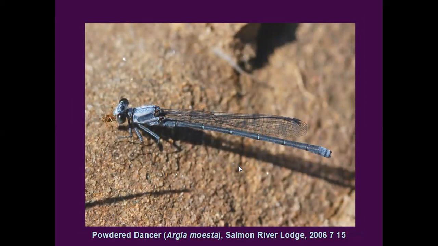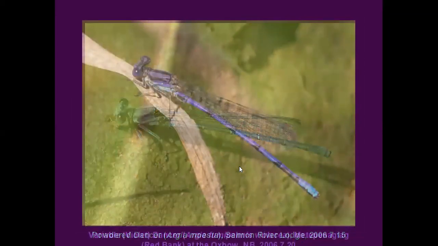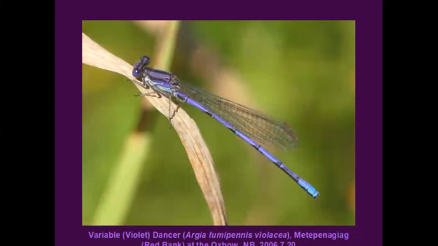The dancers, we have two species, the powdered dancer and the violet dancer. They are found along rivers and larger lakes. The violet dancer is the only purple colored dragonfly or damselfly in the Maritimes here, and it really is a striking species. And it's possibly still flying. They fly till late September, early October, so somebody might still find one on a river one of these days.